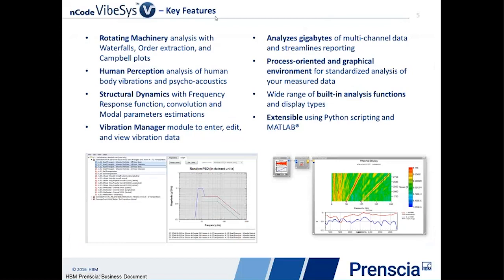So the content, the features of VibeSys, are listed here. The main ones: we've got capabilities for rotating machinery analysis. That's when you want to troubleshoot what's going on in an engine or a gearbox. You're measuring some signals and you do some analysis to figure out what the orders are, if some noise is due to a specific shaft that's maybe not balanced, things like that.